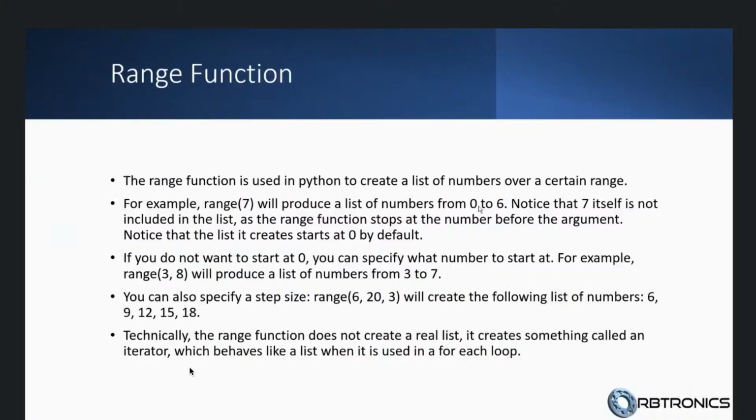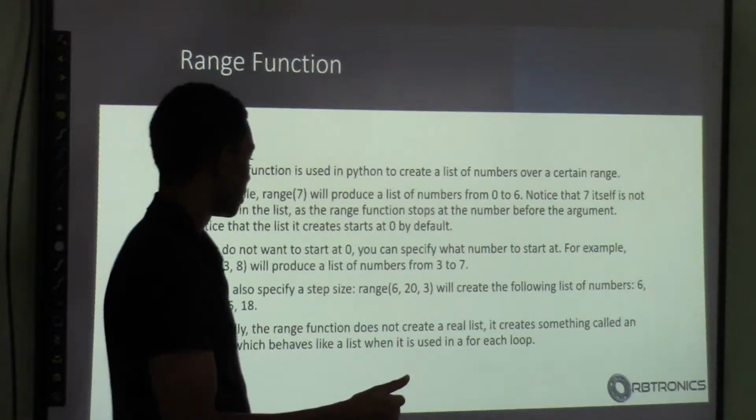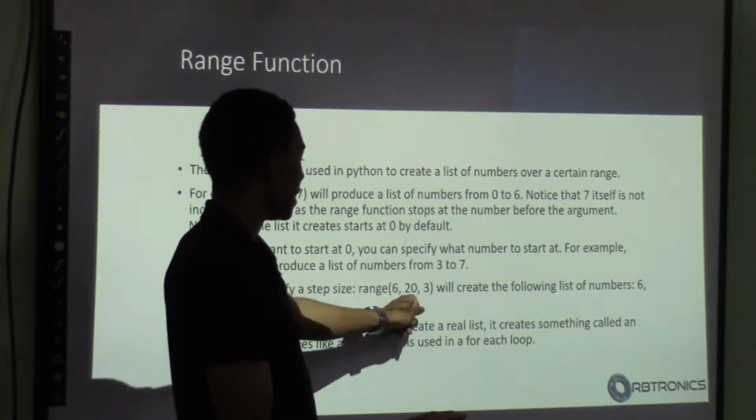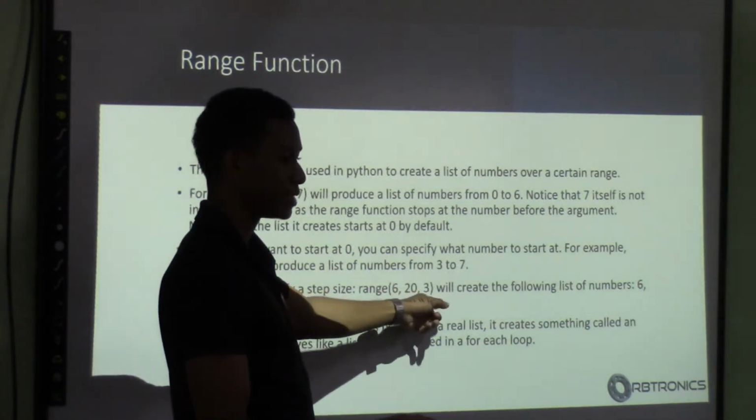It's just like our slicing. Just to say, we're using the range function to create a list of numbers, and we're using commas instead of colons. You okay with that? Yeah. So we notice we start at 6, we end before 20, and we have a step size of 3.